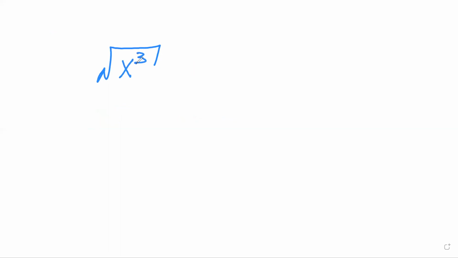Square root of x cubed. So what do we do in trying to convert that from the radical form, say, into a fractional exponent? Well, remember, it's an implied 2 here. So that'll end up going in the denominator. So you can put the 3 in the numerator and the 2 in the denominator.